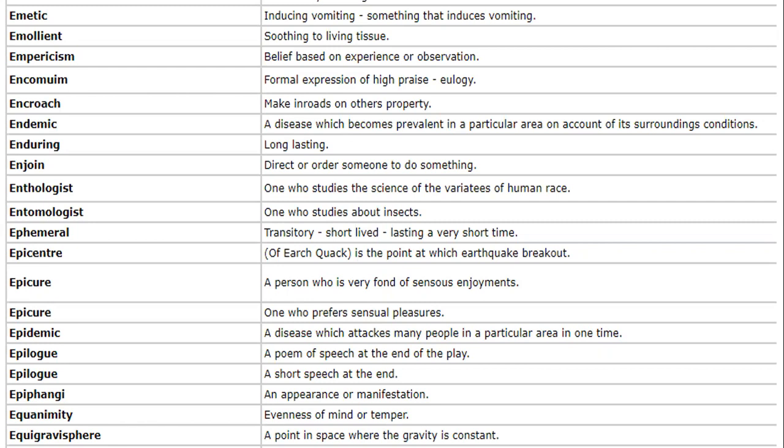Then epidemic, a disease which attacks many people in a particular area at one time. Then epilogue, a poem or speech at the end of the play. One more epilogue, a short speech at the end. Then epiphany, that is appearance or manifestation. Equanimity, that is evenness of mind or temper. Then equigravity, a point in space where the gravity is constant.